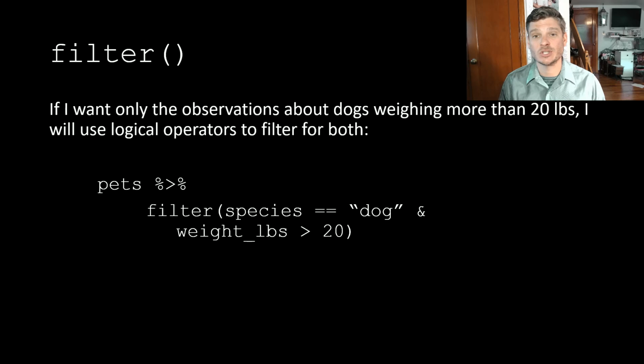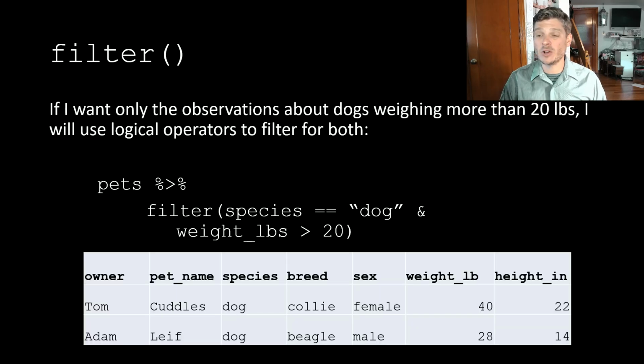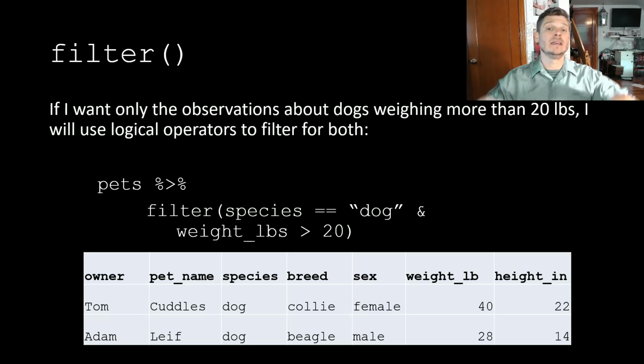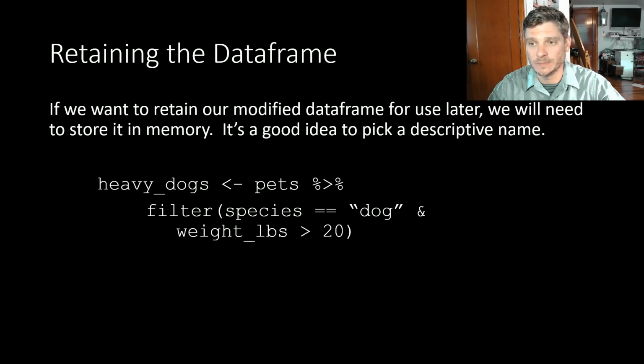And because 20 is a number, it's not a string of values, it's not a name, we do not need any quotes. We want to keep it as that number. And if I run my code now, it's going to select for just those 2 entries where the person has a dog and the dog is larger than 20 pounds. So again, that's how filter works. We can select only the observations we want, and then from here we can do whatever other sort of analysis we might want to.